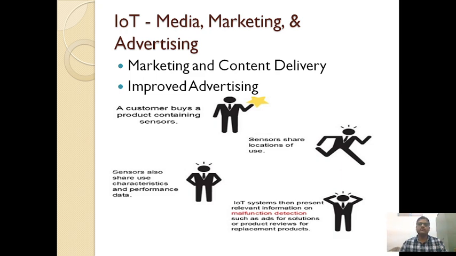Okay, this is an example of a customer buying a product containing sensors. Sensors share the location of our users. Then sensors also share user characteristics and performance data. Then the IoT system presents relevant information on malfunction detections, such as ads for solutions or a product review for the replacement of our products.